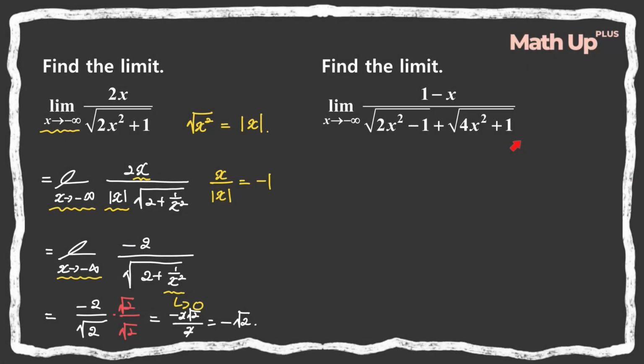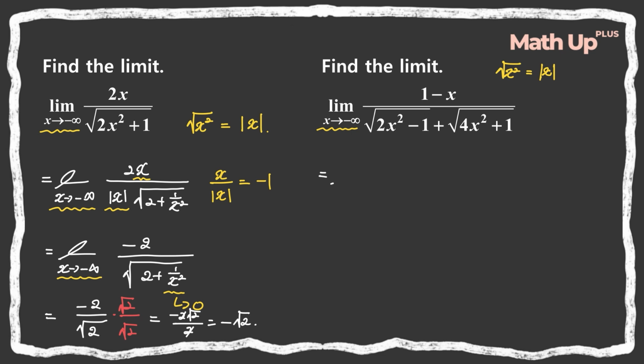For this limit too, x approaches negative infinity, right? So we're going to factor out the highest degree of the terms in the denominator, square root of x squared, right? So again, square root of x squared is equal to absolute value of x.